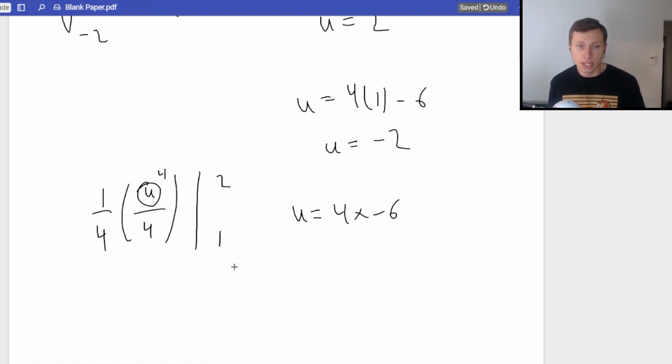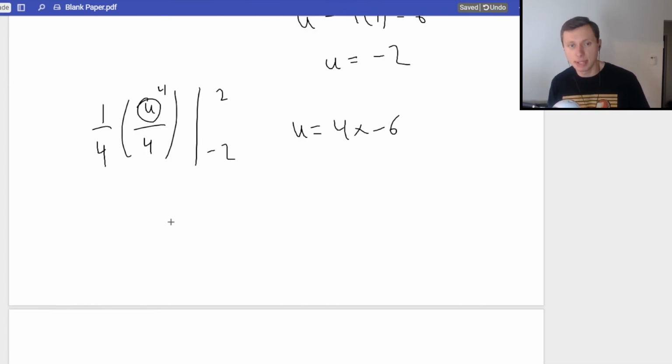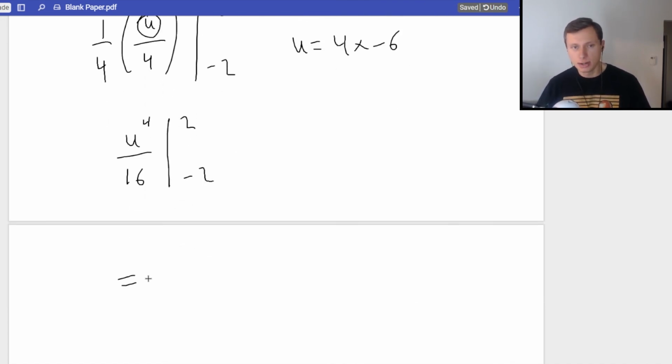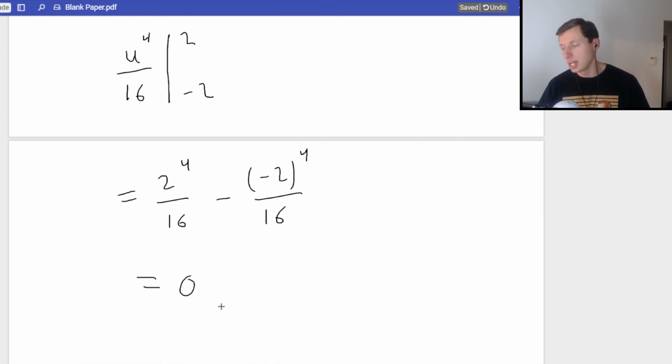The other thing we can do is, instead of plugging in for u, I can change my bounds, 2 up top, negative 2 on the bottom, and now I don't have to plug in for u. I can keep it in u. And just to prove we get the same answer, it's going to be u to the 4th over 16, because the 4 times 4 in the denominator is 16, evaluated from 2 to negative 2. I plug in 2 here, 2 to the 4th over 16 minus negative 2 to the 4th over 16. You plug that in the calculator, you get 16 sixteenths minus 16 sixteenths. It's 0. You get 0 both times.